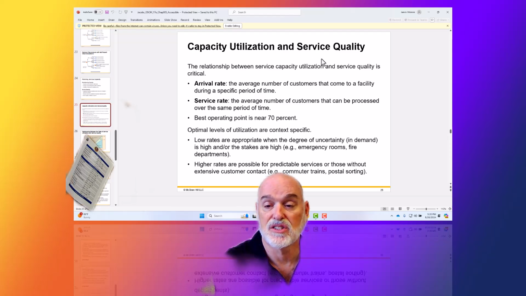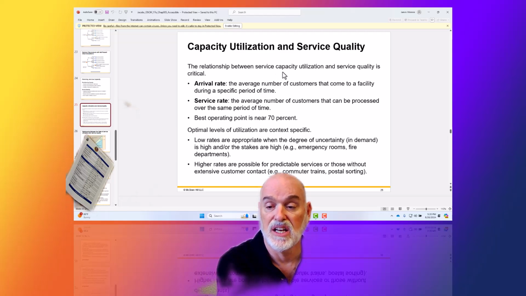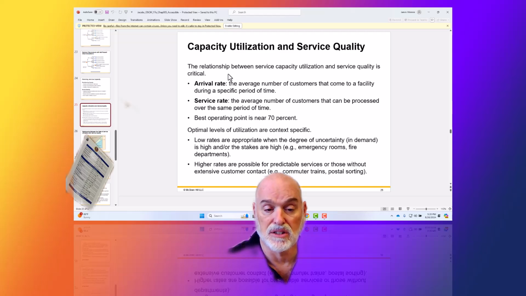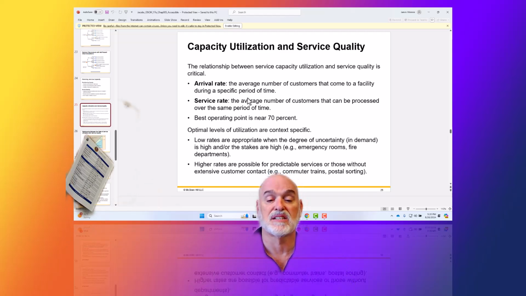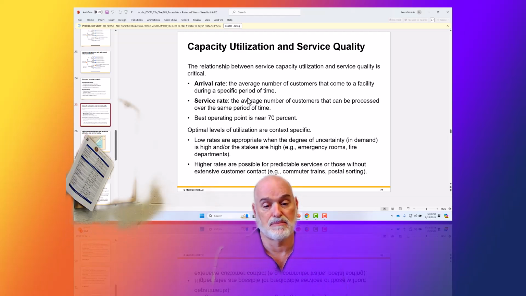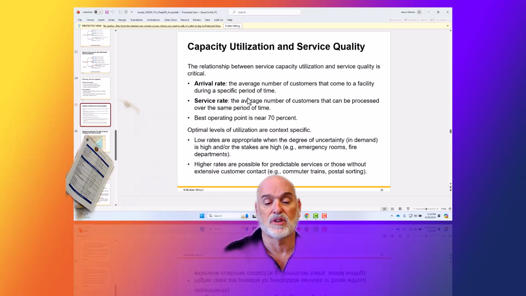Capacity utilization and service quality. The relationship between service capacity utilization and service quality is critical. The arrival rate is the average number of customers that come to a facility during a specific period of time. Service rate is the average number of customers that can be processed over the same period of time. Best operating point is near 70%. Optimal levels of utilization are context specific.